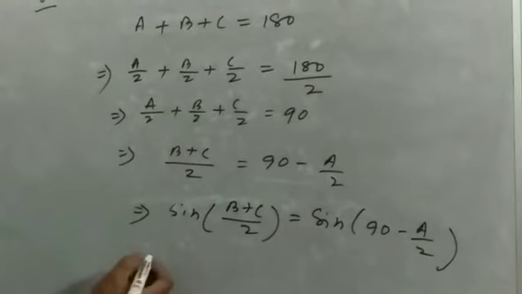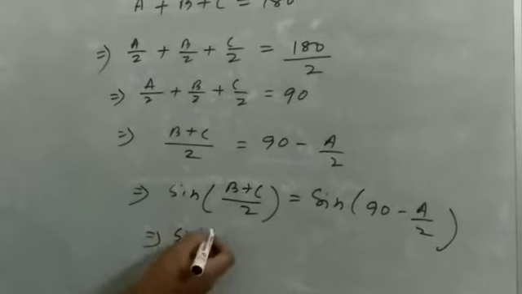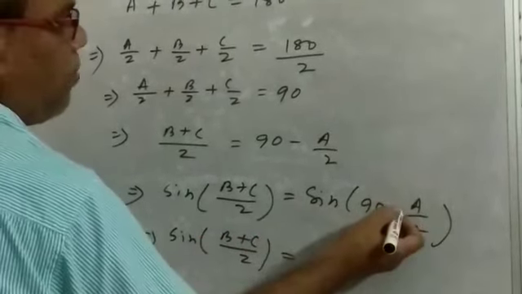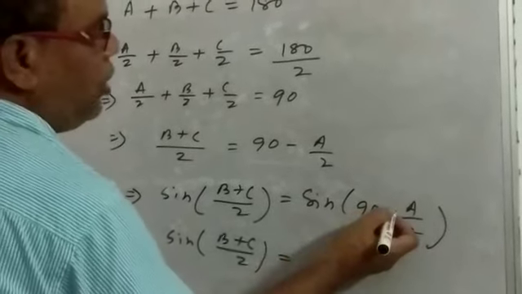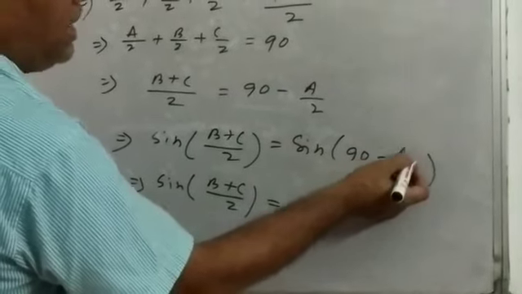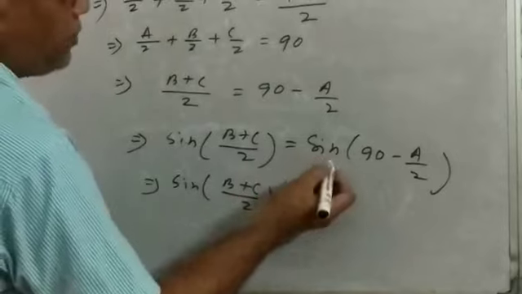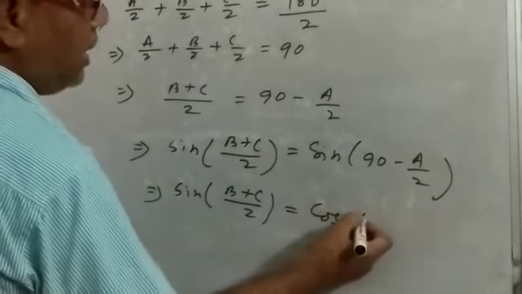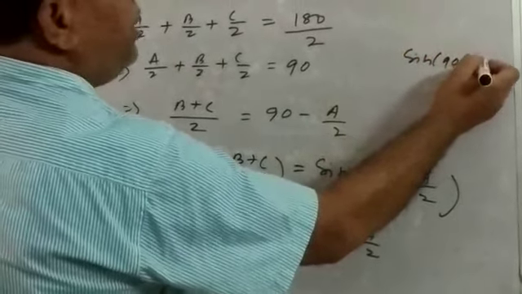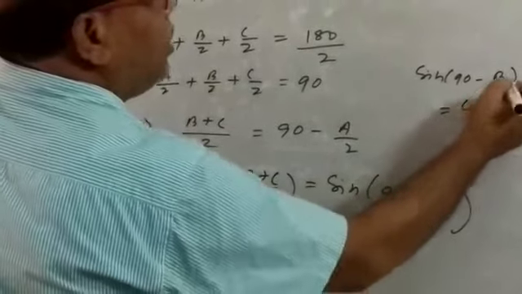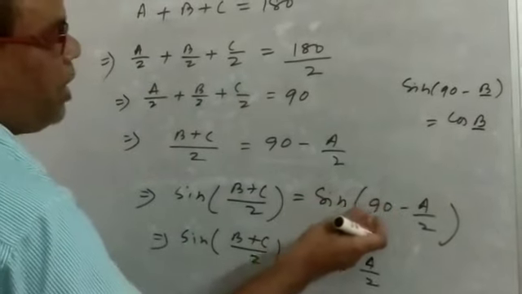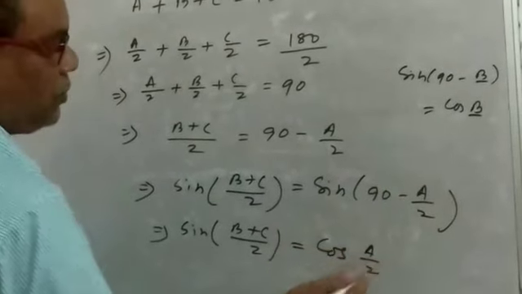Is that clear? So now we have to prove. This side will not be changed: sine of (B plus C) by 2 is equal to sine of (90 minus A by 2). If it is 90 minus any angle, then this is a complement. Here the angle is A by 2. We know that the complement of sine is cos, with that angle A by 2. Suppose sine of (90 minus B) is given, then we can write cos B. Whatever the angle is, that angle will be here. So sine of 90 minus means the complement of sine, which is cos. Angle A by 2, so it is proved.